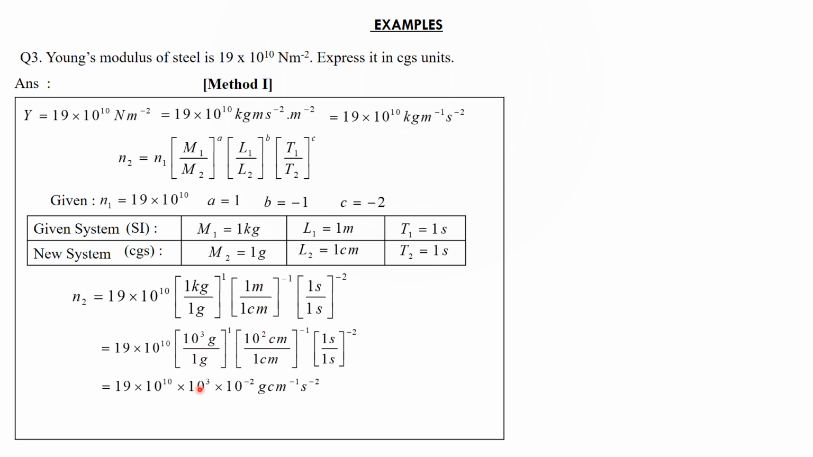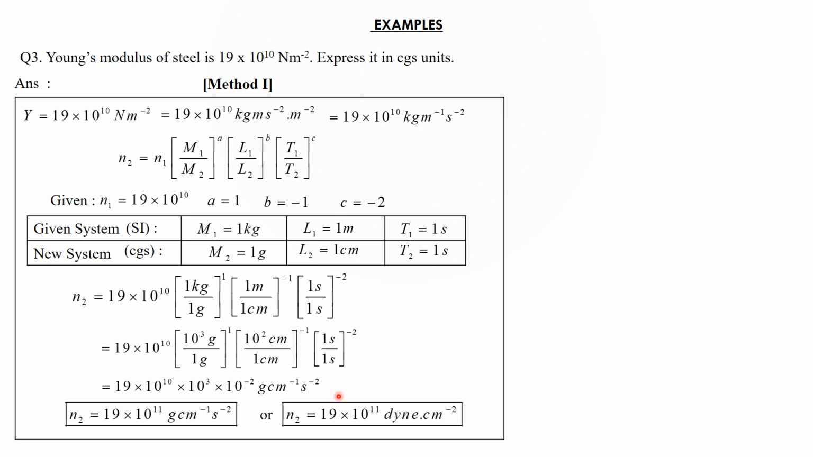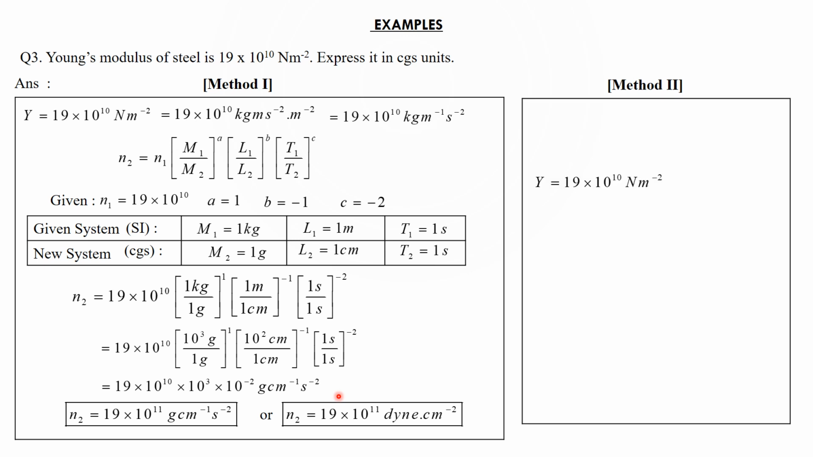So this is 10 to the power of 3. Here it is 10 to the power of 2 to the power of minus 1. That's why minus 2. And then we wrote the units. So that is 19 into 10 to the power of 11 gram per centimeter per second square, or it can be written as N2 is equal to 19 into 10 to the power of 11 dyne per centimeter square. Now let's see the other method, which is an easier method, but for that you need to know the conversion of Newton to dyne. Okay, so that is the hint.